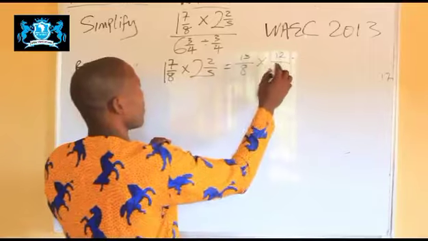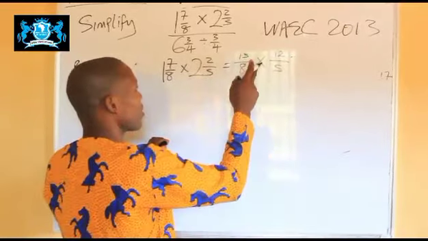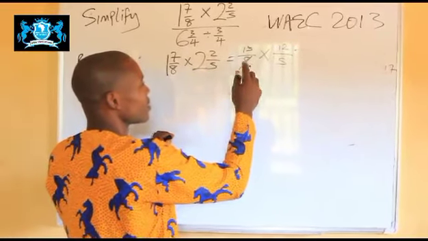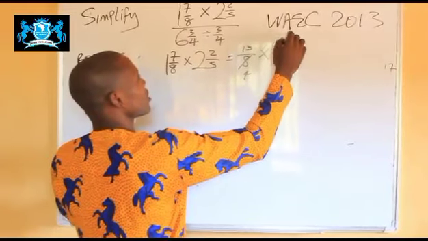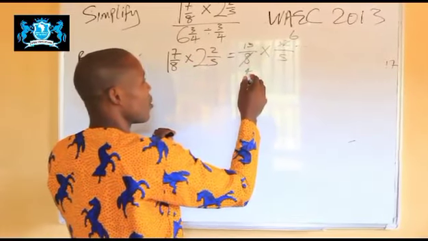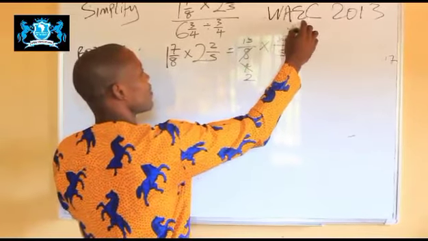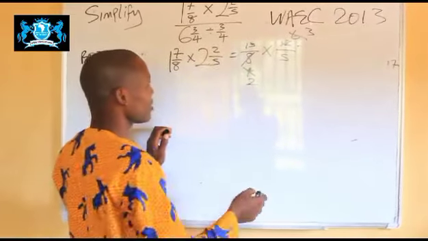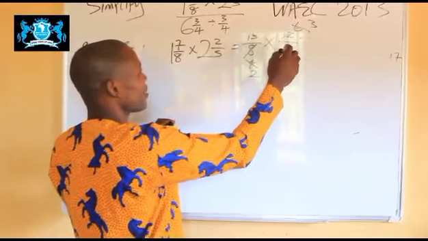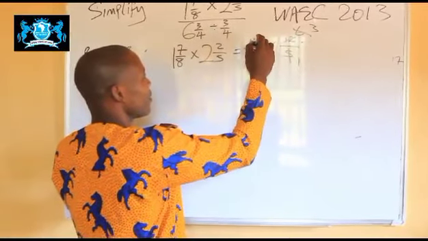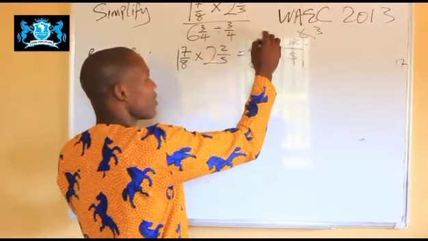We have 12/5. We can divide. What can go? 2 can go. 2 into 8 will give us 4. 2 into 12 will give us 6. What can still go? 2 can still go. 2 into 4 will give us 2. 2 into 6 will give us 3. What can go between 5 and 15? 5 can divide 5, 1. 5 into 15 will give us 3.